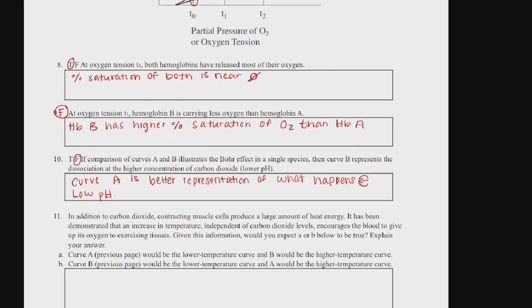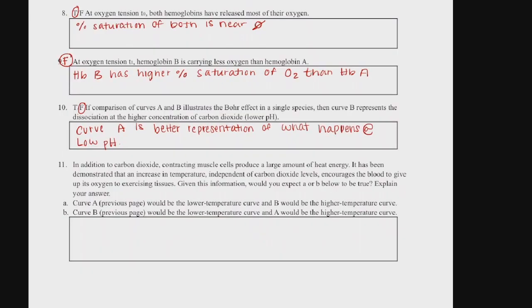And then finally, for question 11, in addition to CO2, contracting muscle cells produce a large amount of heat energy. It has been demonstrated that an increase in temperature independent of carbon dioxide levels encourages the blood to give up its oxygen to exercising tissues. Given this information, would you expect A or B below to be true, and explain your answer? Curve A would be the lower temperature curve and B would be the higher temperature curve, or curve B would be the lower temperature curve and curve A would be the higher temperature curve.